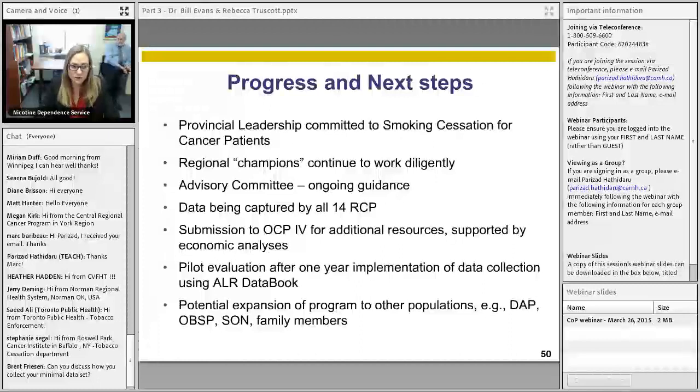And then we're also really fortunate and excited to start thinking about the potential expansion of our program to other populations. I mentioned earlier the breast screening program and family members of patients. We're also exploring how we could incorporate it into the diagnostic assessment programs and the surgical oncology network.